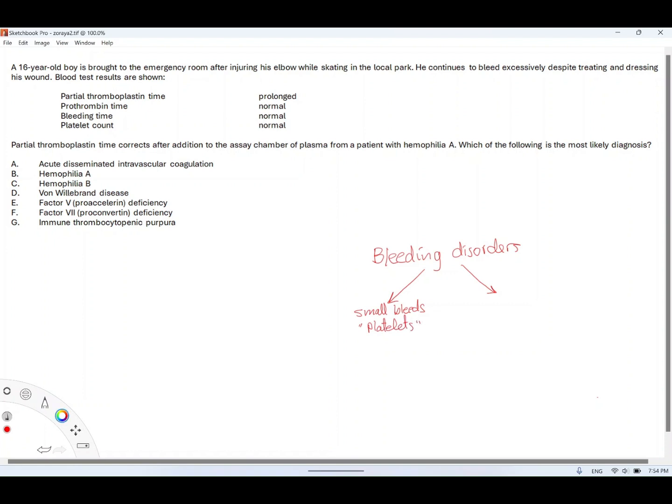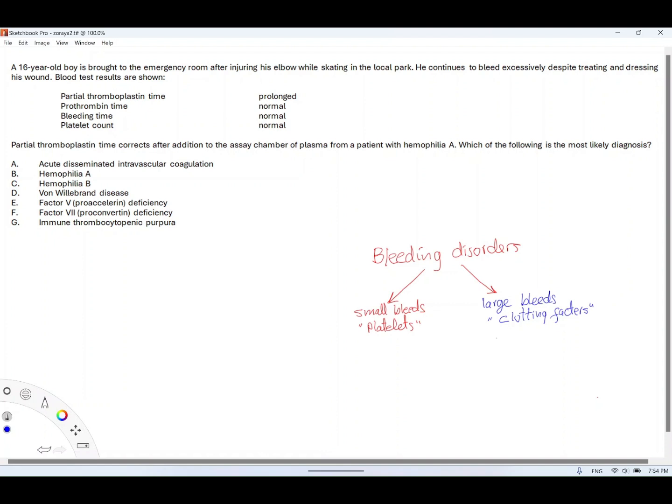Whereas the other category will be large bleeds, and I'll tell you what that even means. Large bleeds are primarily caused by clotting factors, clotting factor defects or deficiency. All right, so now that we know that.